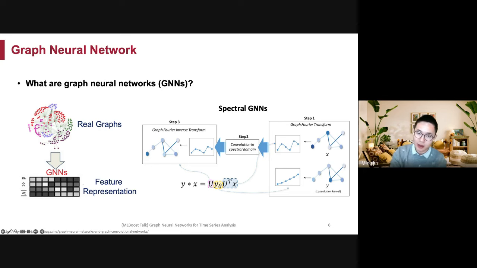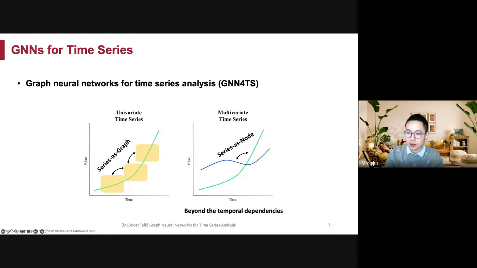So the key here is that, in terms of modeling time series, both spatial and spectral GNNs can be leveraged. And now we introduce the core concept today, graph neural networks for time series. There are normally two cases. The first one is about modeling a univariate time series with graph neural networks. And here the first question is how to transform a univariate time series into a graph.